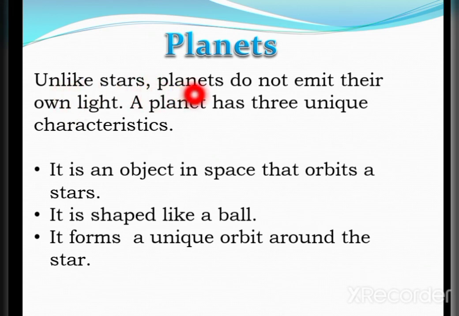Let's move on to our planets. Unlike stars, planets do not emit their own light. A planet has 3 unique characteristics. First, it is an object in space that orbits the stars. It is shaped like a ball. It forms a unique orbit around the star. These are the 3 characteristics of a planet.